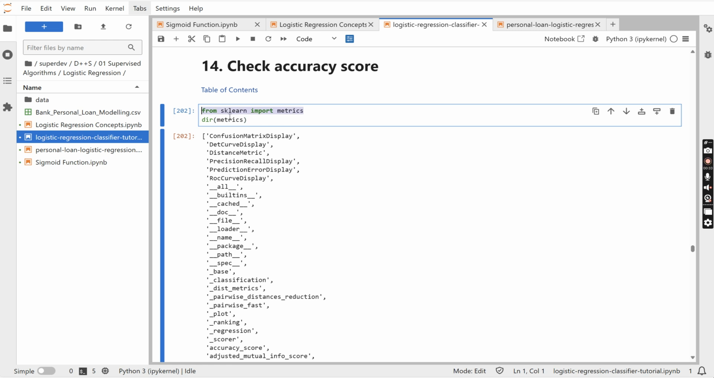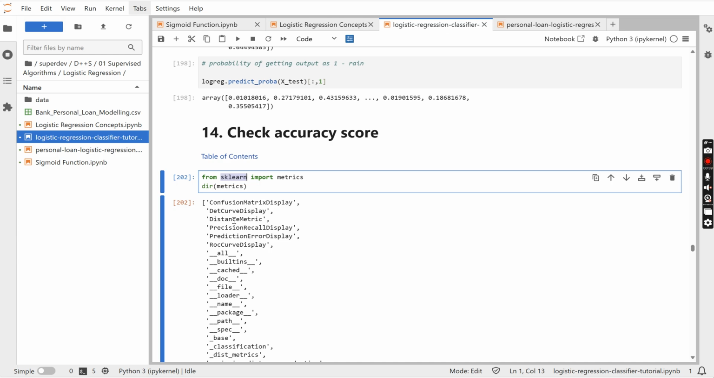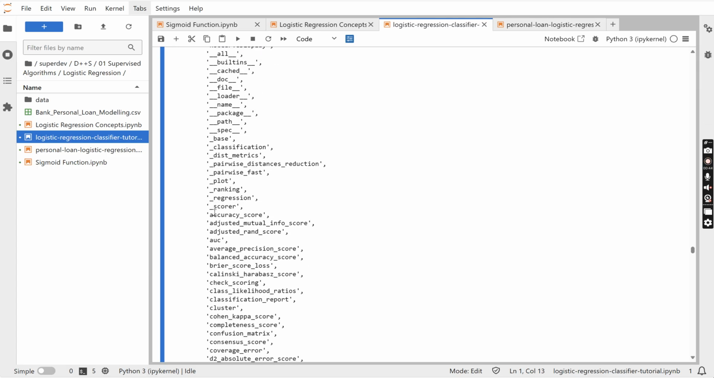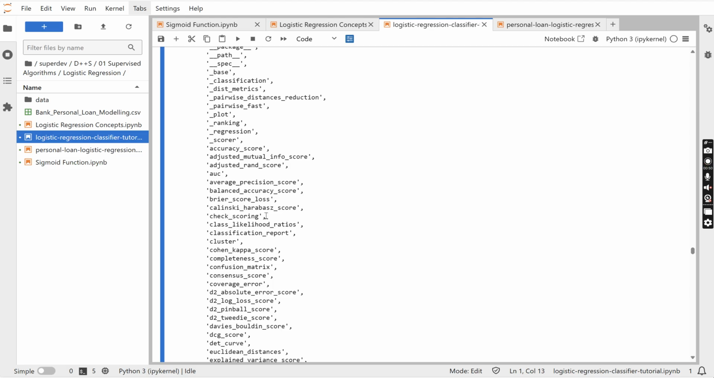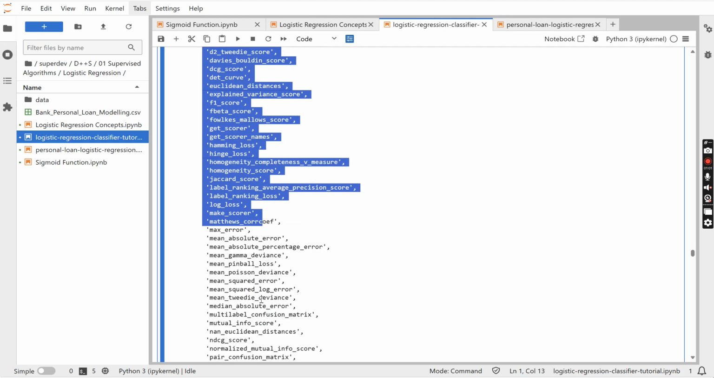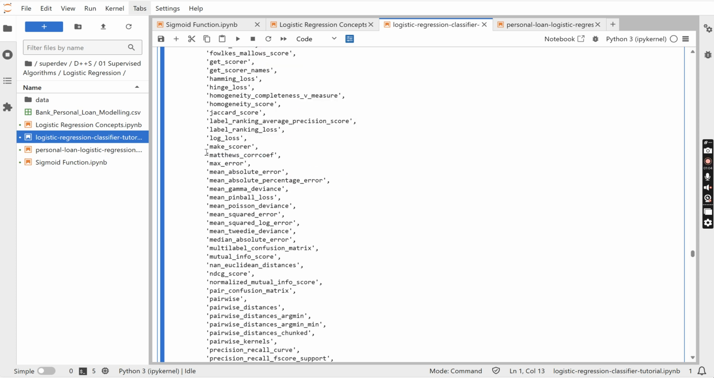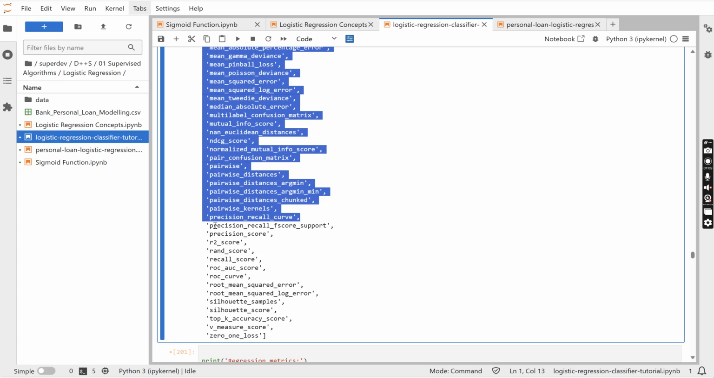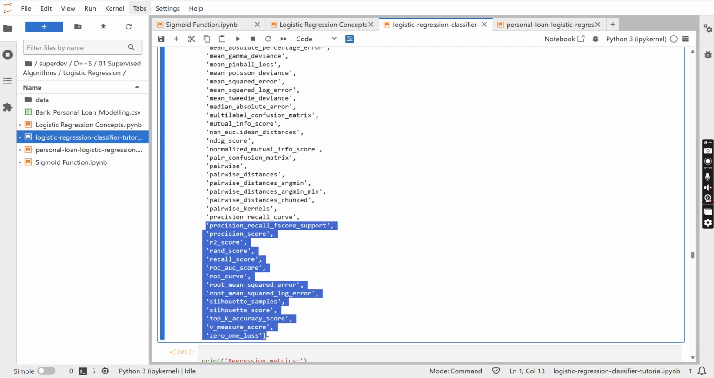Okay, if you check the metrics in scikit-learn, there are so many of them. You have confusion matrix, distance metric, precision recall, accuracy score, adjusted, AUC, average precision score, Brier score loss, classification report, Cohen Kappa score, and then completeness score. See, a lot of them are there. You need not know everything, but at least you should know most of them if you want to be someone like an SME or lead. Then you have to know most of them and where to apply each one of them.